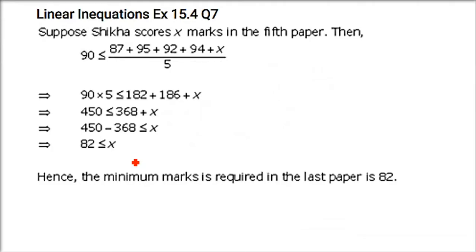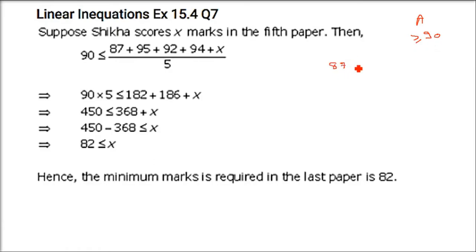Next is Shikha. To receive grade A in a course, one must obtain an average of 90 marks or more in 5 papers, each of 100 marks. For an A grade she needs to get at least 90 and above. That means 90 is the threshold, and she needs to be above this number.